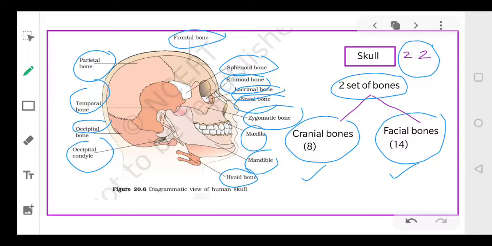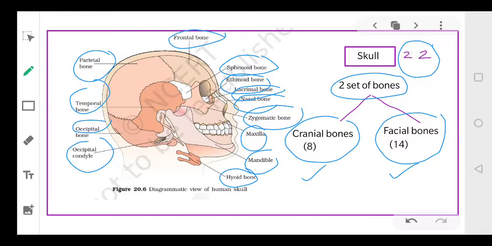Okay, so these are fully labeled. So all your facial bones have been indicated in the diagram. You can count, they are all facial bones which are there. तो आपकी facial bones जो हैं आसानी से indicate की गई हैं.